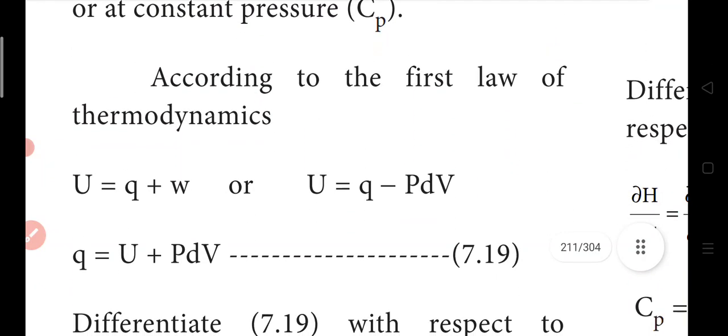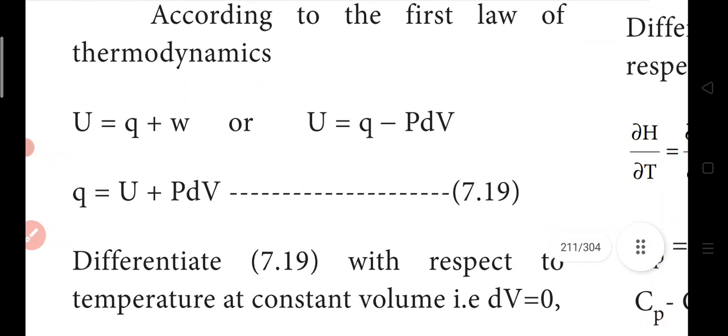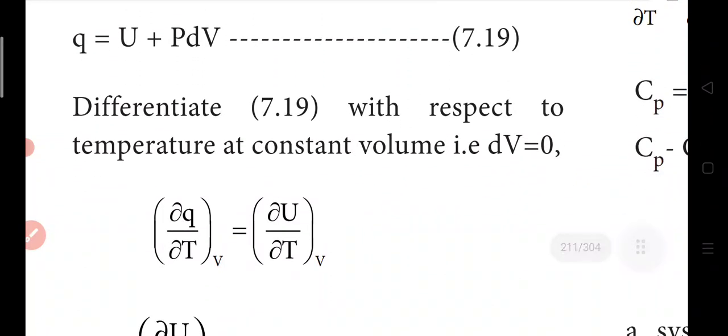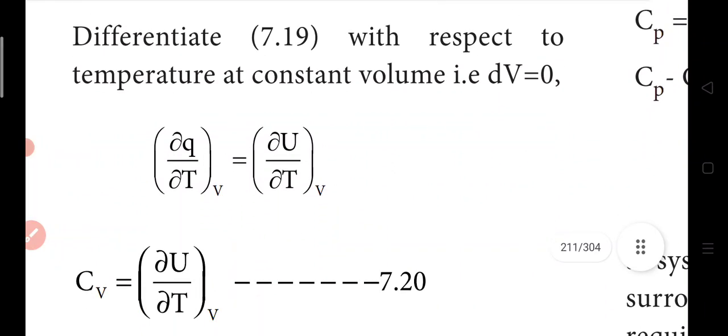So, according to that, if we write the first law, what is the first law? U is equal to Q plus W. W means minus PdV is its value. So if we rearrange and write this, Q is equal to U plus PdV. So when differentiating, that is dou Q by dou T at constant volume and dou U by dou T at constant volume.